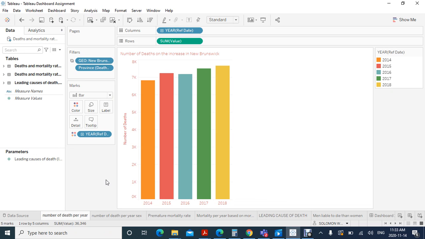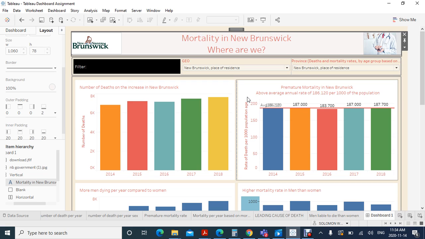So this is assignment 3, Tableau dashboard assignment, which is meant for us to be able to showcase how well we can design a dashboard in Tableau. And my focus has to do with mortality in New Brunswick, because to have valuable insight about the population's health, it's important we have information about the death and causes of death in that population. And we're going to look at New Brunswick.